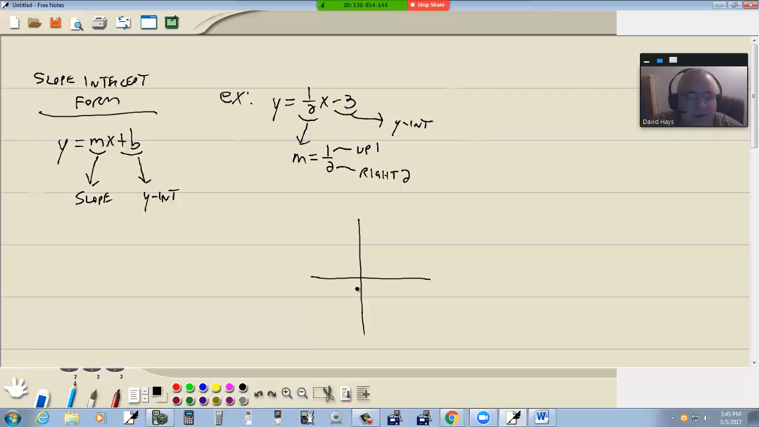Y-intercept is negative 3. So I'm going to go put a point first at my y-intercept at negative 3. Now from that, I'm going to use my slope to get my second point. So starting from this point, I'm going to go up 1 and right 2, and that'll be my second point. Now after you have those, and you draw a line through them, that'll be our graph.